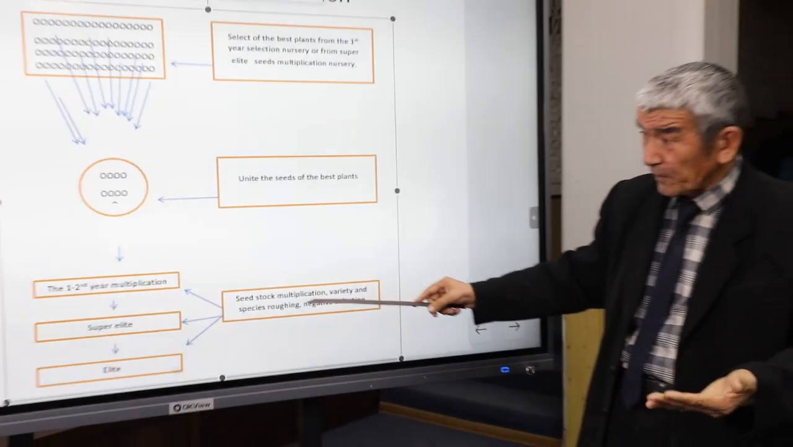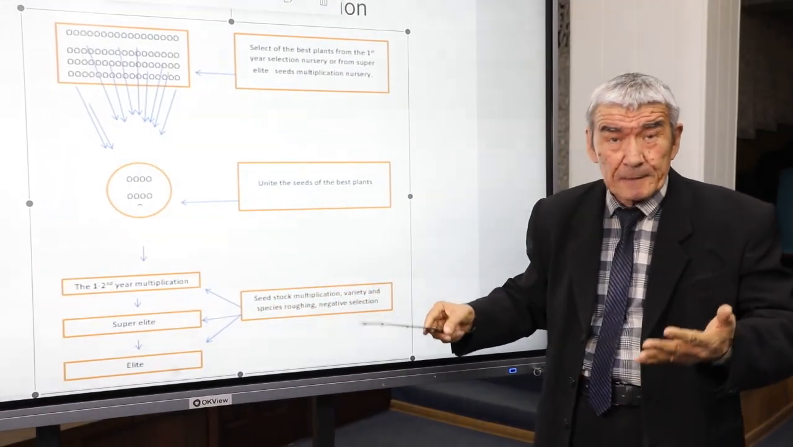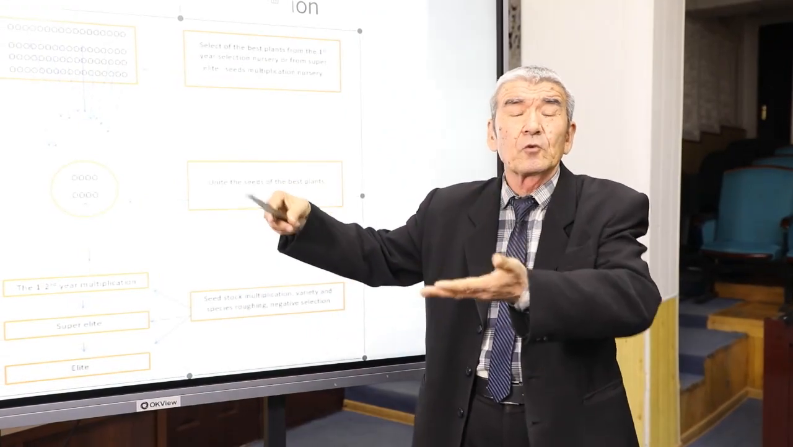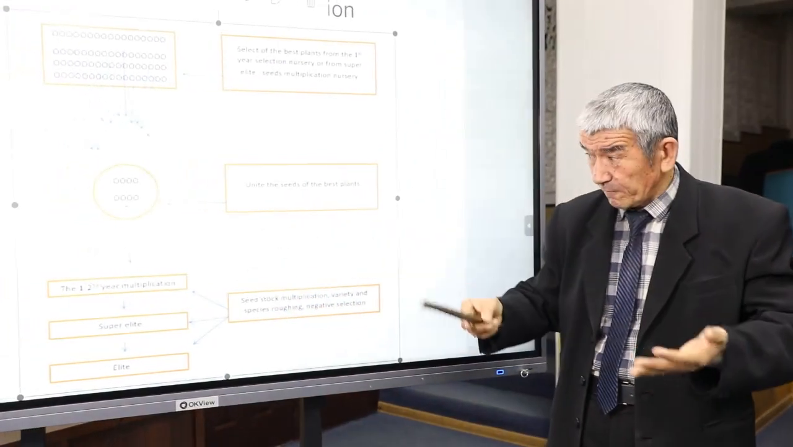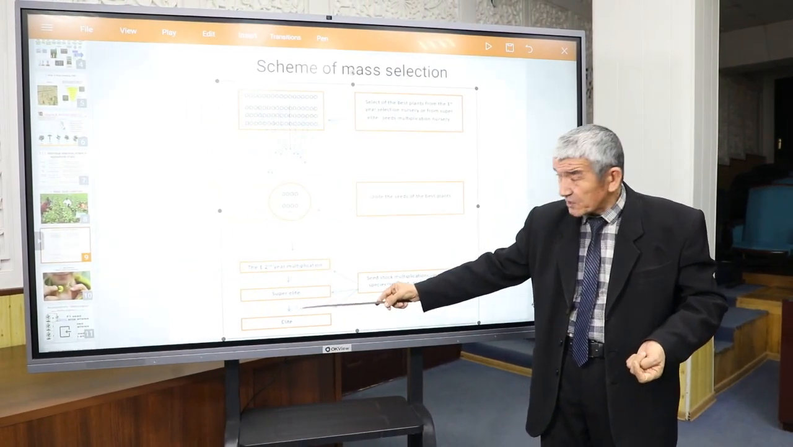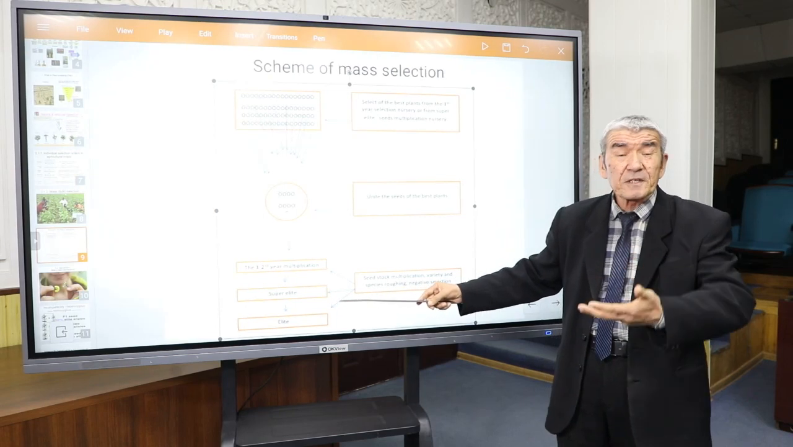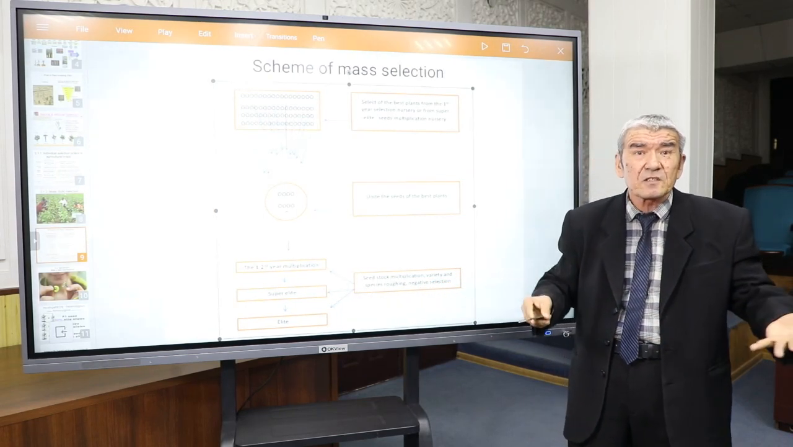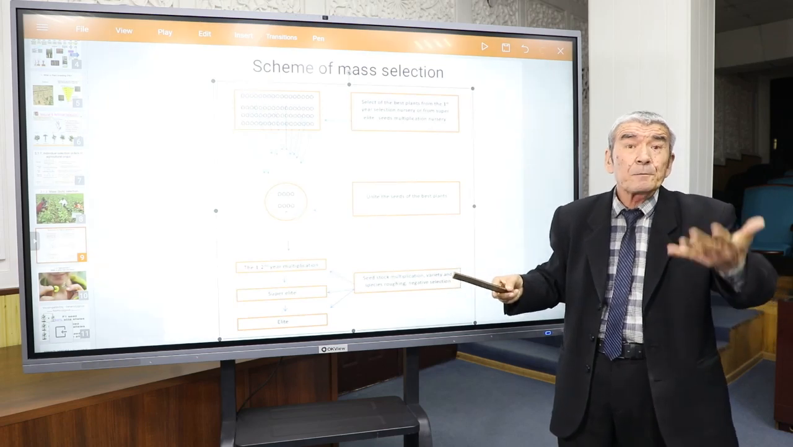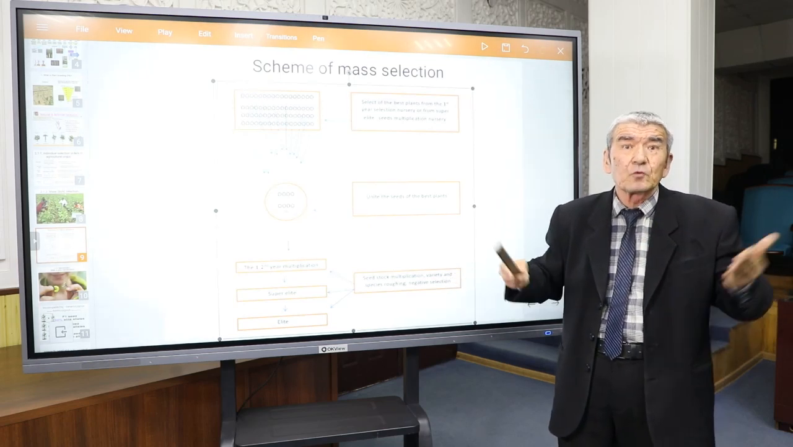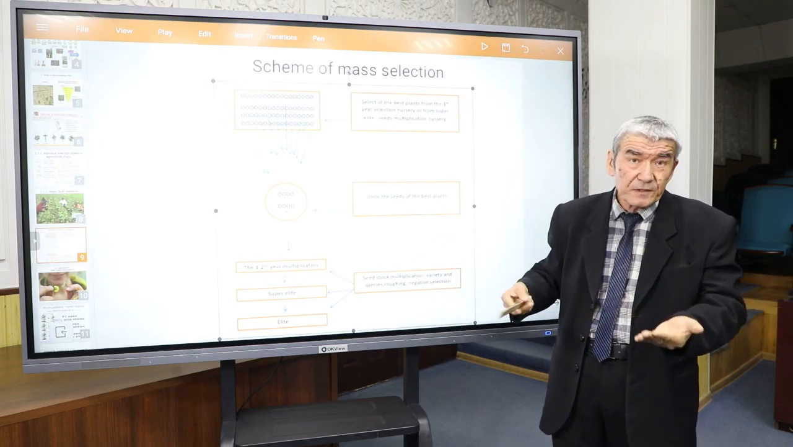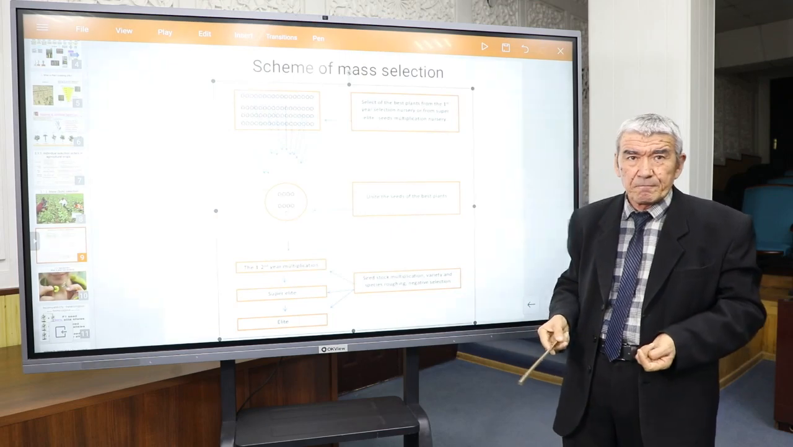And negatively, some of the inferior plants, again based on their economic indexes, will be rejected. And the last year's seeds will represent the seeds of elite plants. So they can represent a newly formed variety as the result of the breeders' breeding process.